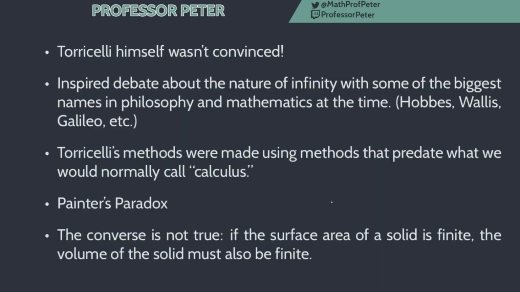Well, first off, Torricelli himself wasn't convinced. The story is that he went back to try and show that either the volume was actually infinite or the area was actually finite. This kind of dueling nature of the volumes and areas didn't really satisfy him. I'm not sure if he eventually did convince himself of this or not. He died relatively young of, I believe, typhoid, and so I'm not sure where he landed on this. But I know that at first the rumor is that he wasn't convinced.